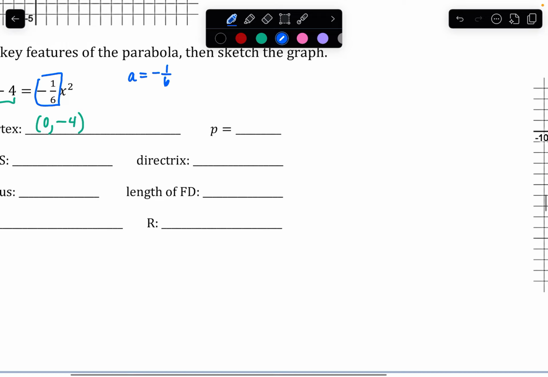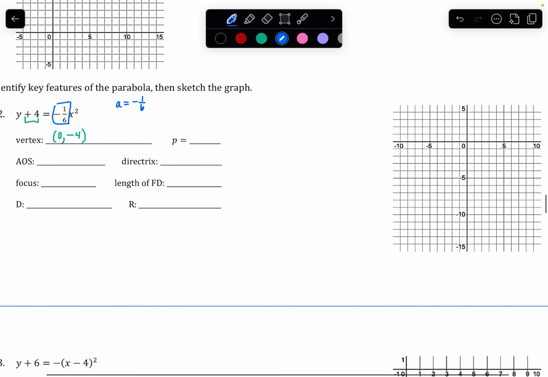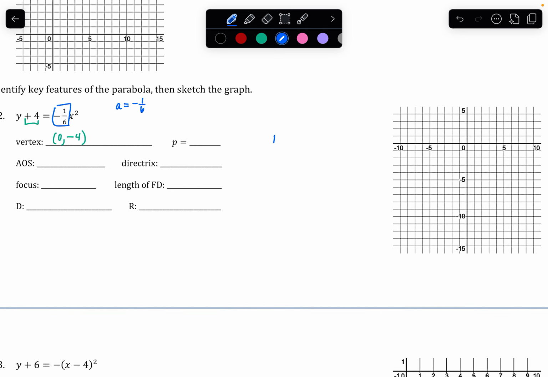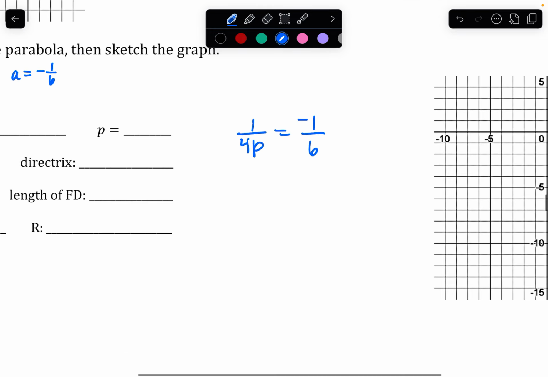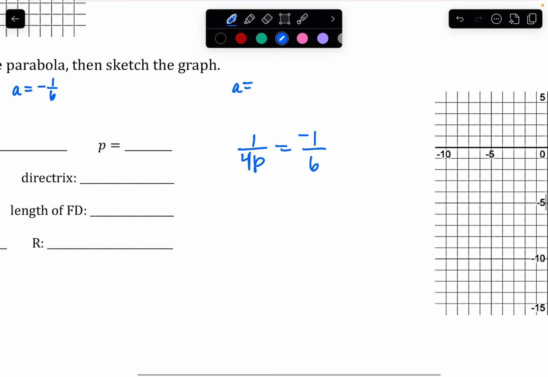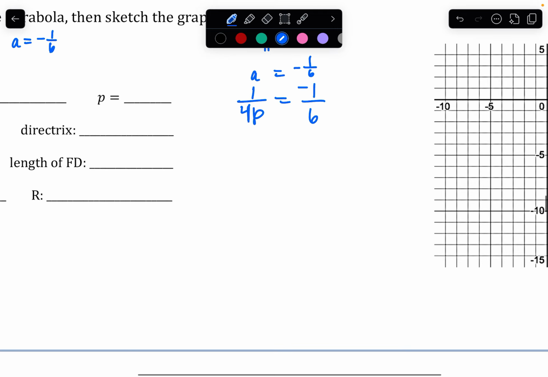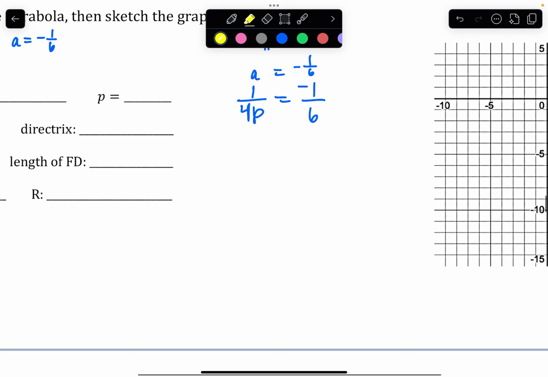To find the p value, which will help us create the graph, we need to put 1/4p equal to -1/6. Whenever it's negative, just put the negative in the numerator. I'm using the formula that a equals 1/4p. And so a equals -1/6 tells me 1/4p equals -1/6. From here, you can cross multiply.